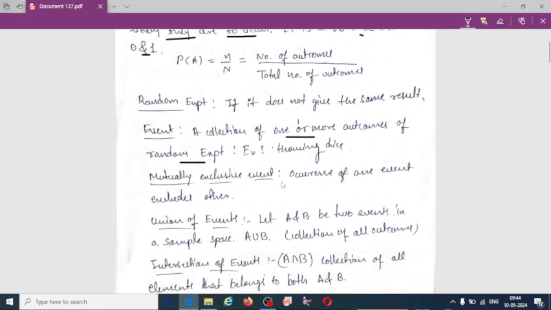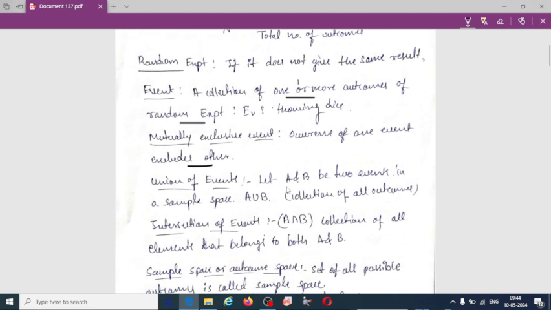Mutually exclusive events: the occurrence of one event excludes the other event. If we take a coin, it has head and tail. If head occurs, tail is excluded. Like that. Union of events: let A and B be two events in a sample space. We denote it by A union B, the symbol for the union of events. The collection of all outcomes gives the union event.